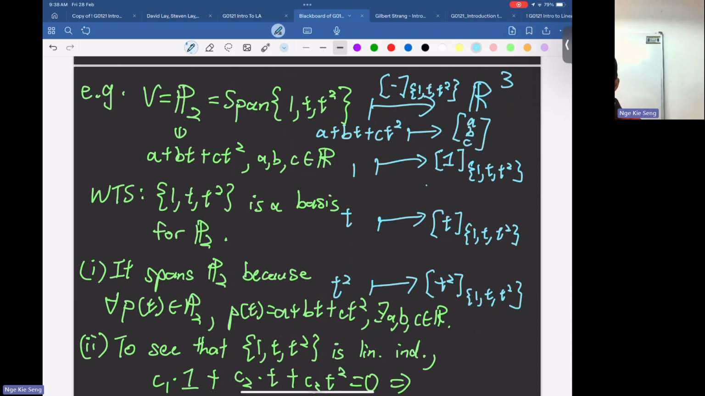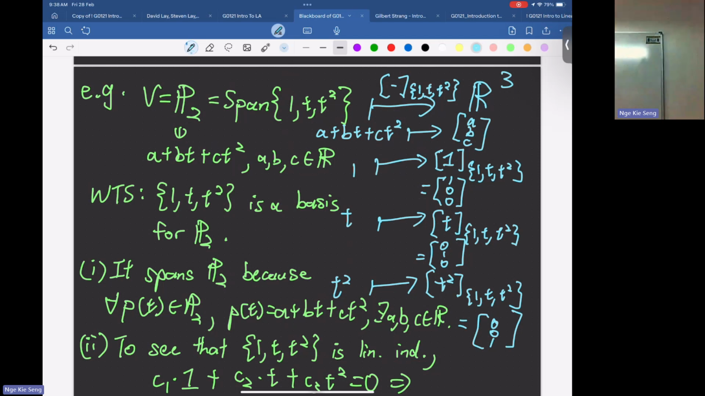So what's the coordinate vector for 1? It's 1, 0, 0, because A is 1, B is 0, C is 0. For t, it's 0, 1, 0. And then for t squared, 0, 0, 1. Because A is 0, B is 0, C is 1.